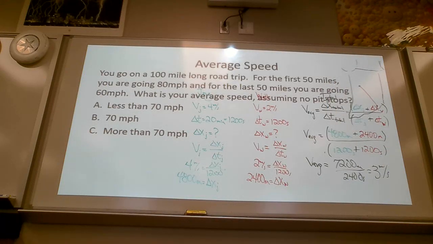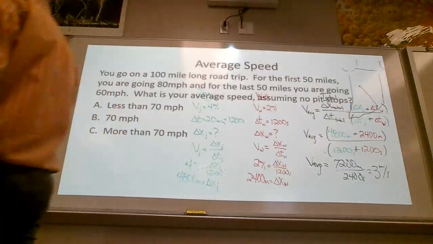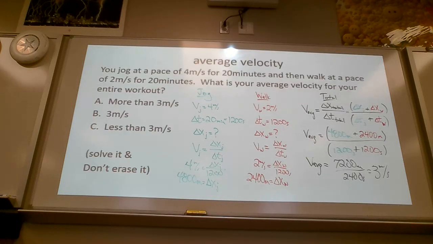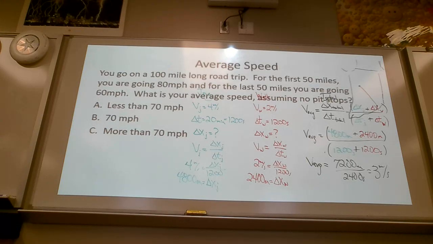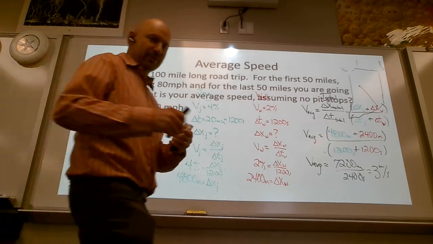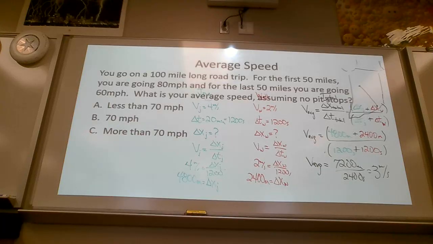So, try to figure out why it would be less than 70. Discuss amongst yourselves. Why do you think it's less than 70? What is the difference between this scenario that I gave you here and this scenario here? This one was straight up the average of 3 meters a second. This one is less than. Talk amongst yourselves.